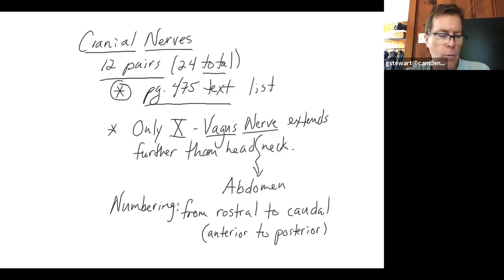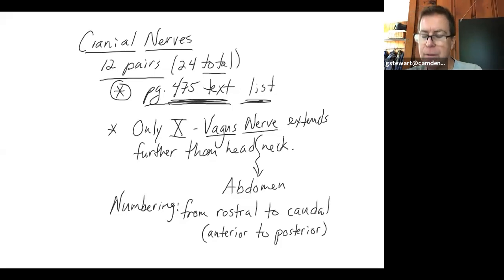Okay, and so when you look at an inferior view, which is shown on page 474 of your book, you'll see a general categorization of numbering from top to bottom. That's really going from anterior to posterior or front to back. So make sure you focus on this overview of this list on page 475.